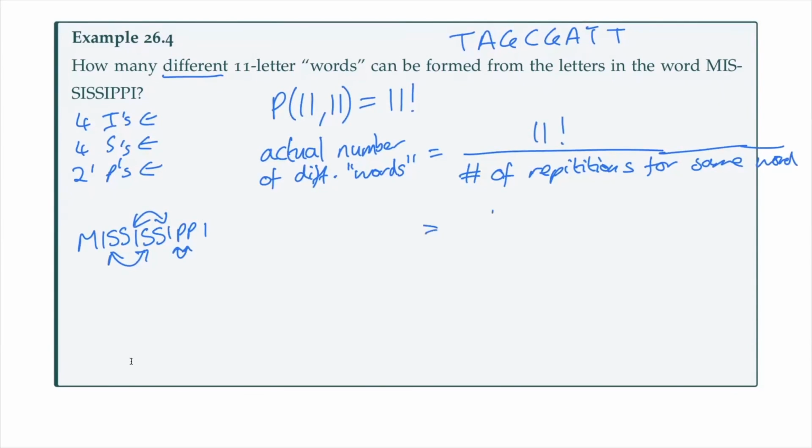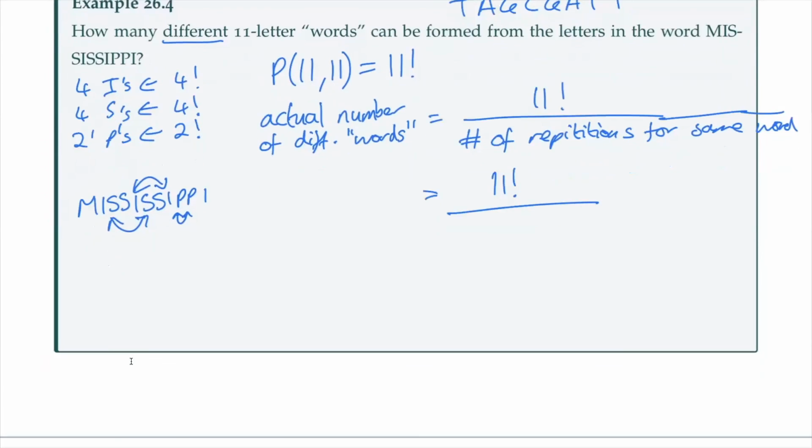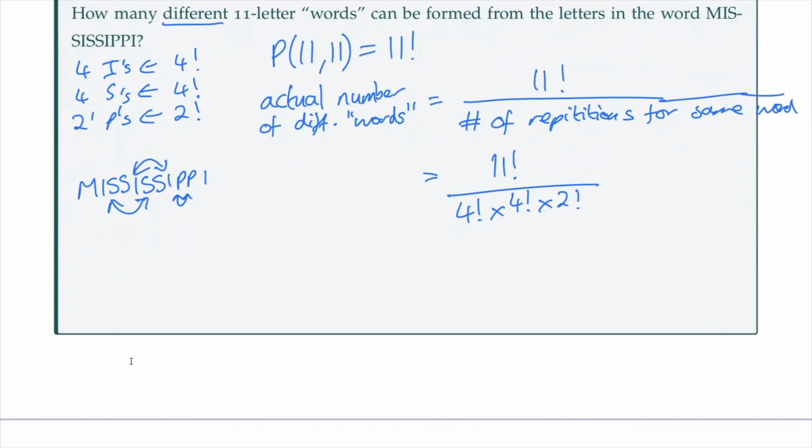So in this case, we're going to start with our 11 factorial on the top, and then we divide by different permutations. So we have 4 factorial permutations for our I's, 4 factorial permutations for our S's and 2 factorial permutations for our P's. So we now need to divide by the product of these. So 4 factorial times 4 factorial times 2 factorial. And that will give us our outcome. Again, I'm not going to calculate that here. The key thing is how we actually work this out.